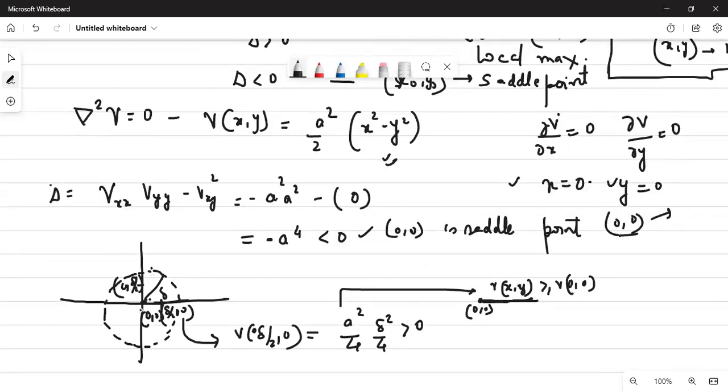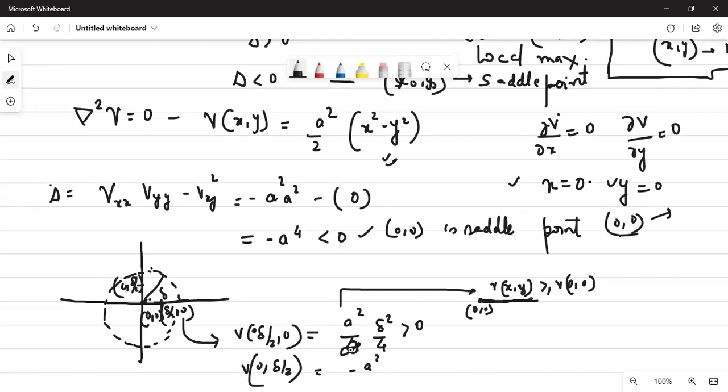If I move in this direction, which also happens to be in the neighborhood only, like if I take a circle of radius del, which I'm defining as the neighborhood of point 0, 0, then 0, del by 2 is also inside the del neighborhood of 0, 0, isn't it? So if I take this point 0, del by 2, the potential function at 0, del by 2 will simply be minus a square. Sorry, this is 2. No, sorry, my mistake.